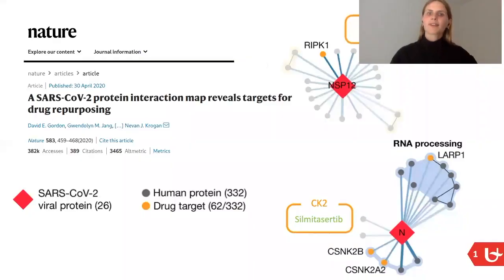As a response to the COVID-19 outbreak, Gordon et al. published a SARS-CoV-2 protein interaction map. They performed affinity purification mass spectrometry on 27 SARS-CoV-2 proteins and identified 332 interactions with human proteins. Here you can see a couple of examples of SARS-CoV-2 proteins interacting with human proteins.